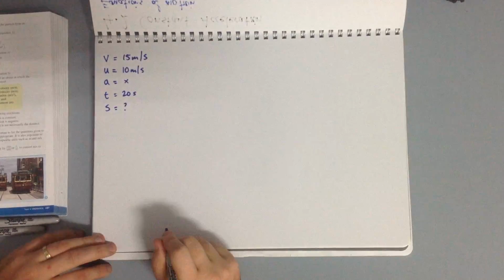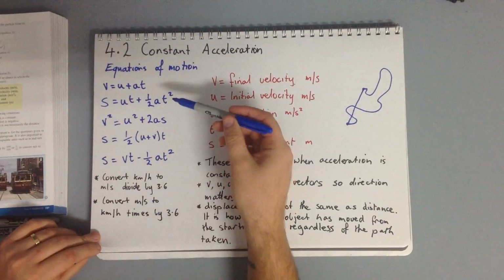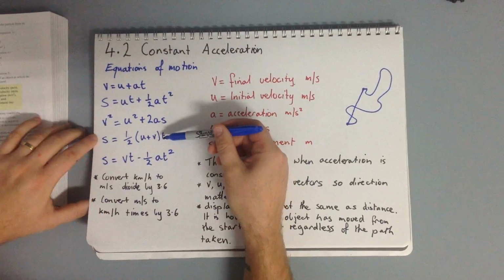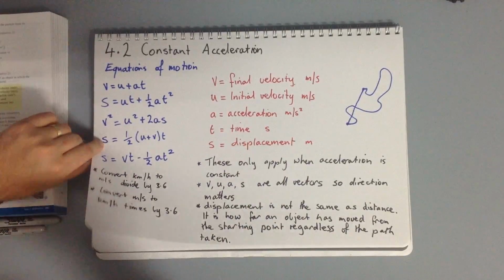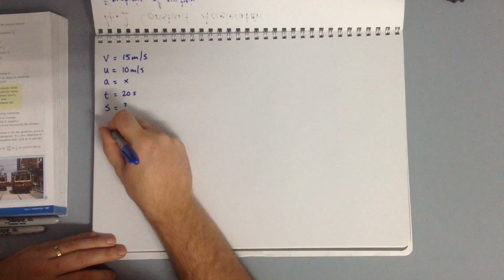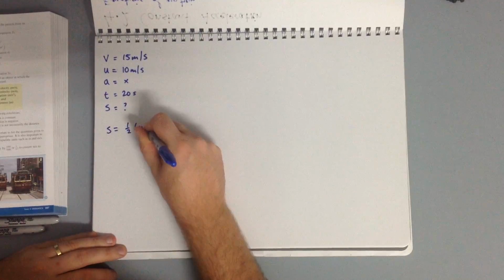We don't have a. So we flip back and go, well, which equation doesn't have a in it? And it's going to be this one here, with our s equals a half times (u plus v) times t. So I'm going to use s equals a half (u plus v) t.